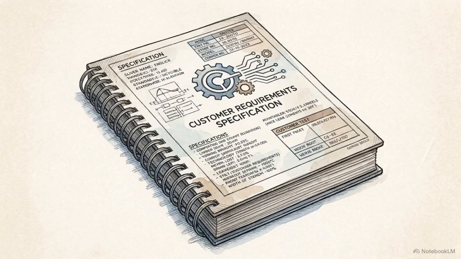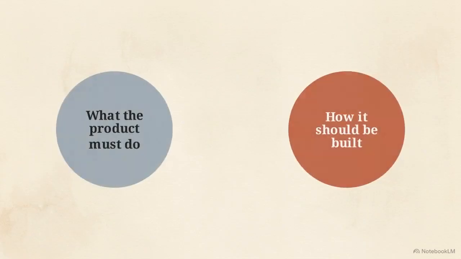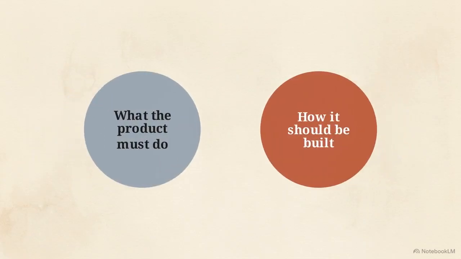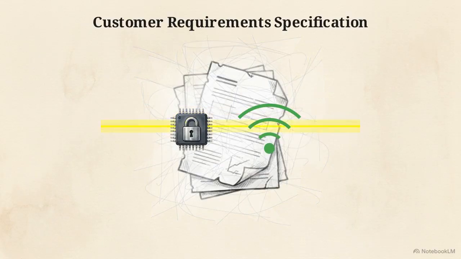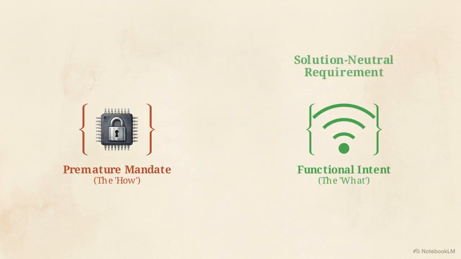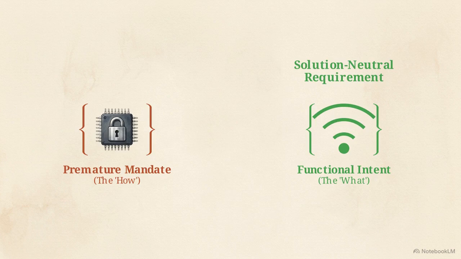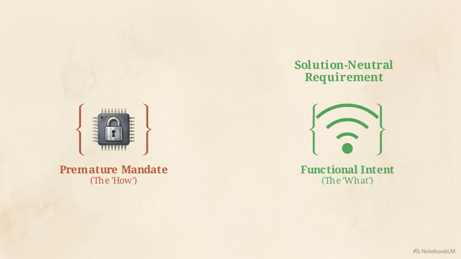The root of this pressure almost always starts with the Customer Requirements Specification, or CRS. While these documents capture the initial vision, they routinely suffer from a structural flaw. They mix what the product must do with how the customer assumes it should be built. A customer might submit a requirement stating the device must use a specific STM32 microcontroller to connect to a local network. Here, the actual functional need, wireless connectivity, is buried under a premature technical mandate.